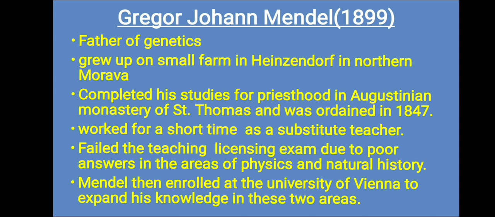In order to continue the role of the teacher, he needed to obtain a teaching license from the government. But unfortunately, he failed the listening exams due to poor answers in the areas of physics and natural history. Therefore, Mendel enrolled himself at the University of Vienna to expand his knowledge in these two areas, that is, physics and natural history.